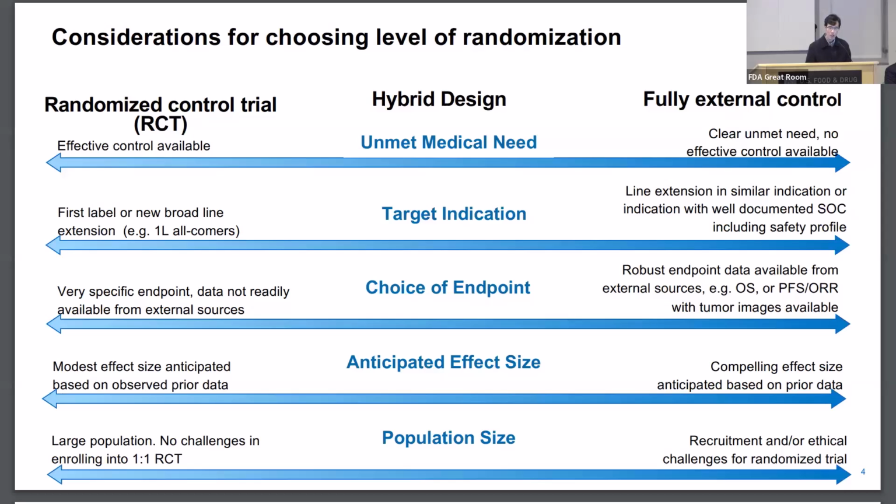And then finally, for population size, having a large population and no challenges in recruitment is probably an important factor. You want to get the trial completed on time and within a reasonable time frame, so you can consider an RCT. On the other hand, for a fully external control study, you may have potential issues with recruitment or some ethical challenges, then you would choose a fully external control. And again, for the hybrid design, it's somewhere falling in between.